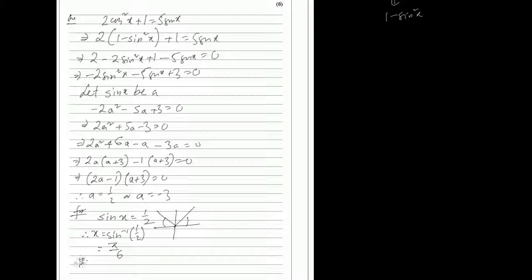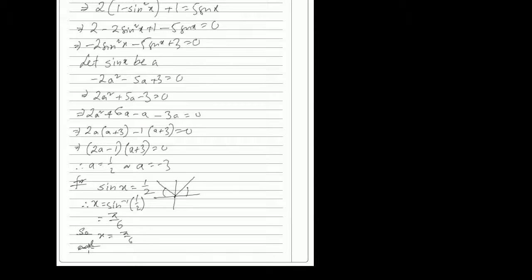So first is pi by 6, and the second one is, since it's in the second quadrant, it would be 180, which means pi minus basic angle pi by 6. So this would be 6 minus 1, 5 pi by 6. That means the answer is x equals pi by 6, x equals 5 pi by 6. So this is the sum.